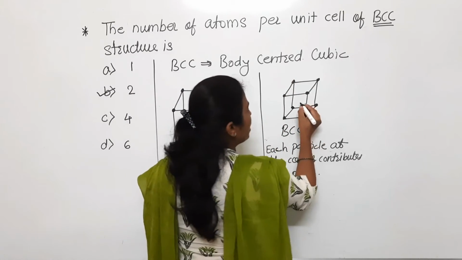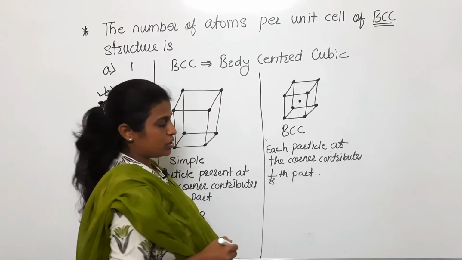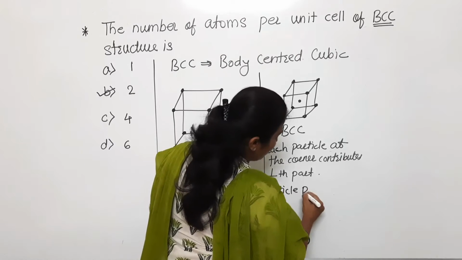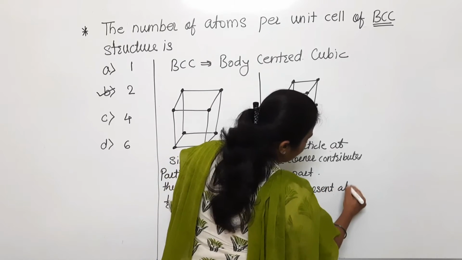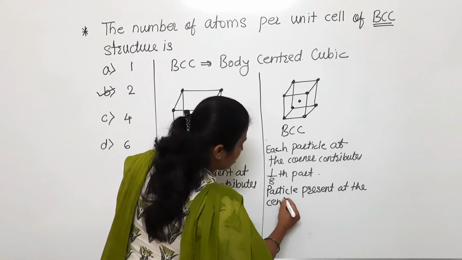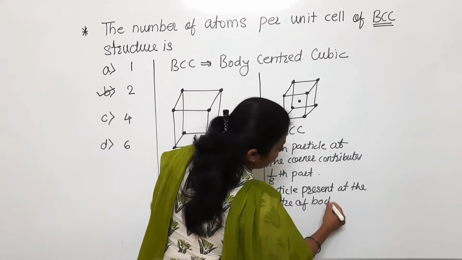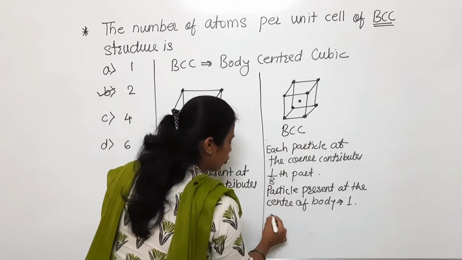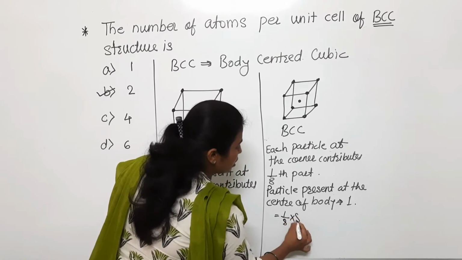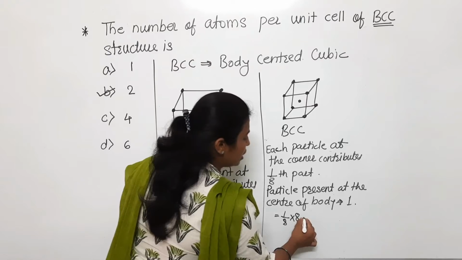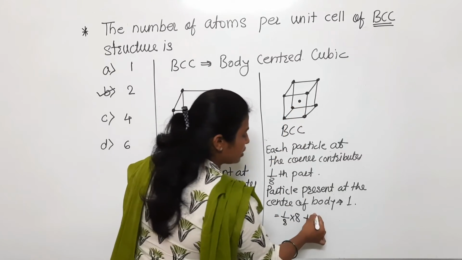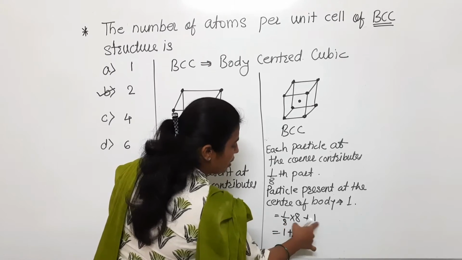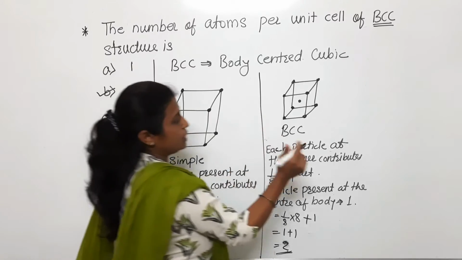Addition to that, one particle is present at the center of the unit cell, and the particle present at the center of the body, its contribution will be 1. So if we calculate the number of atoms for BCC, that will be 1/8 into 8 particles which are present at the corner, plus 1 which is present at the center of the body, that's why it will be completely 1. 1/8 into 8, that is 1, plus 1, number of atoms present in the BCC is 2.